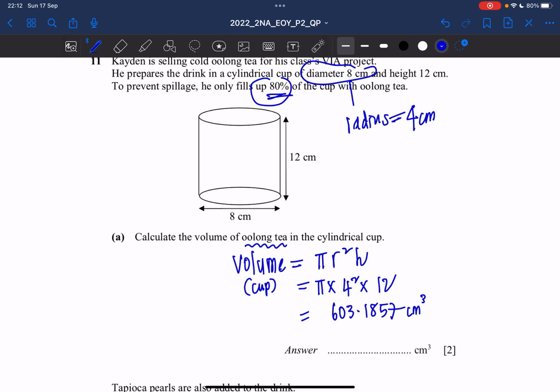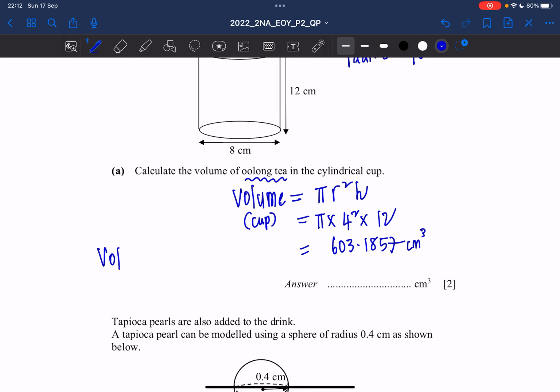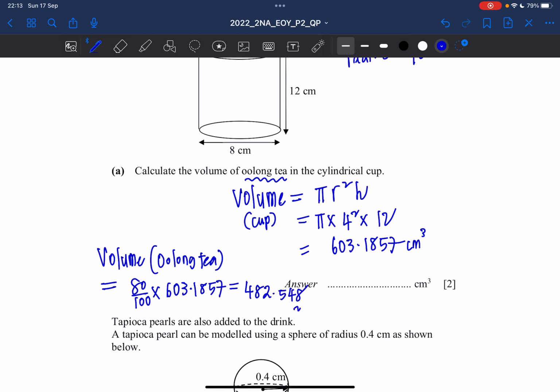Okay, then how to find the volume of the oolong tea? 80% of the volume. So volume of the oolong tea, 80 over 100 times 603.1857. So 0.8 times 603.1857. Answer is 482.548. So to 3 significant figures is 483 centimeters cube.